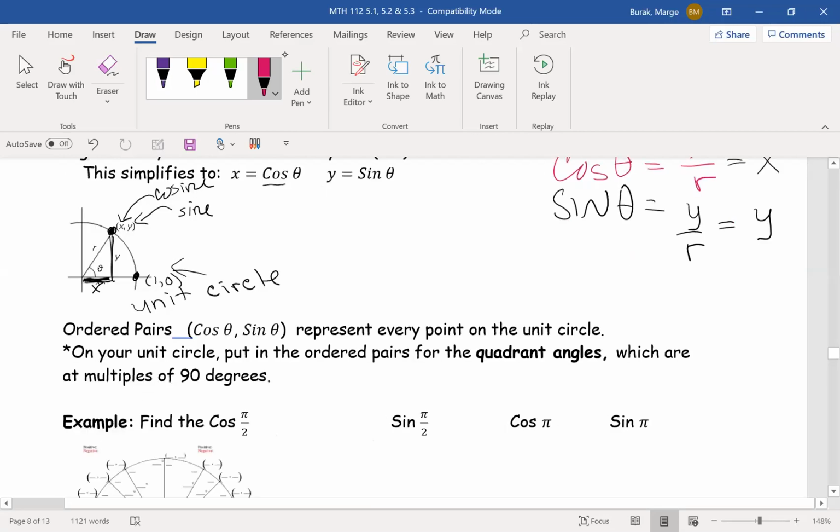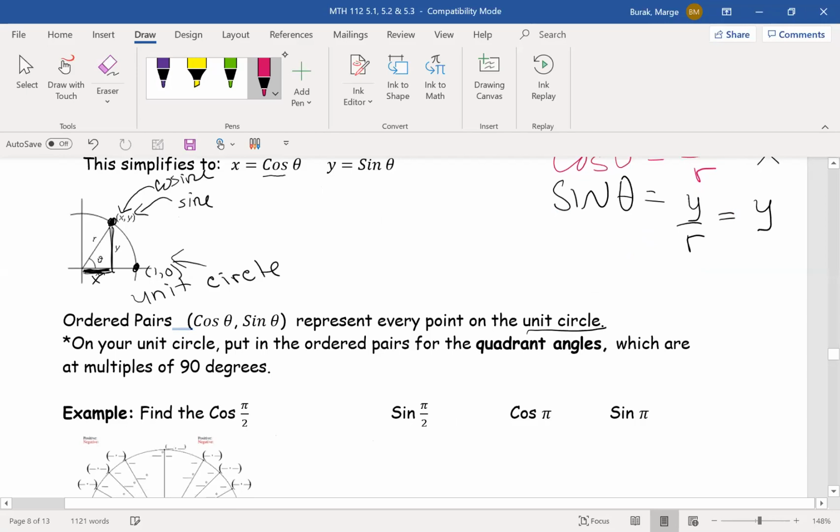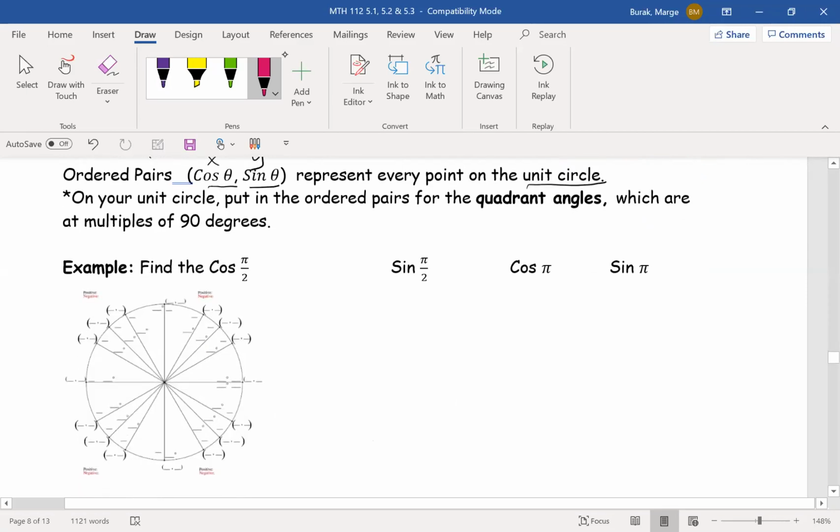Okay, so on the unit circle, ordered pairs, x for cosine, y for sine, represent every point on the unit circle. So on your unit circle, we're going to put in the ordered pairs for the quadrant angles, which are multiples of 90 degrees. This is a little version of yours. This point right here is 1, 0, at 0 degrees. 90 degrees is 0, 1. 180 degrees is negative 1, 0. And then 270 degrees would be 0, negative 1.